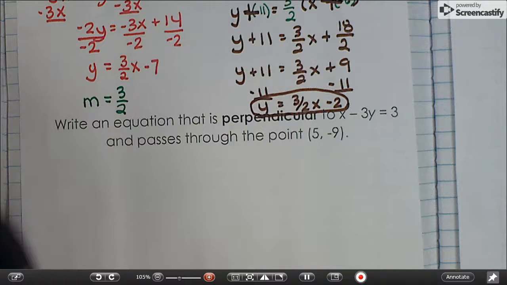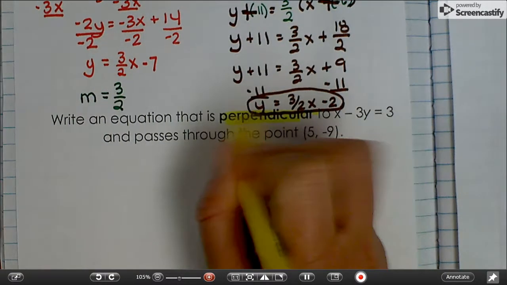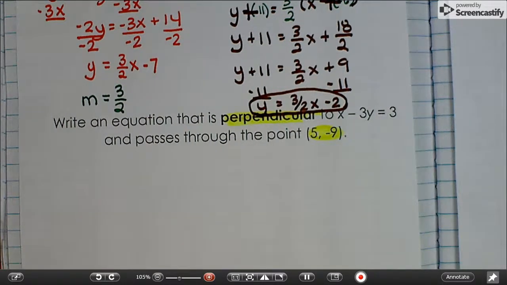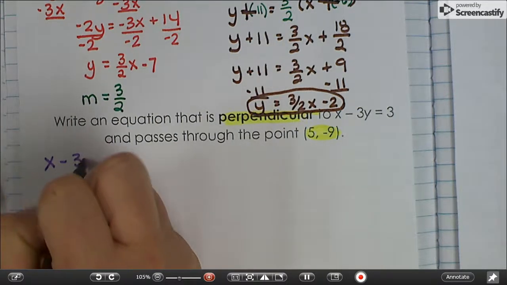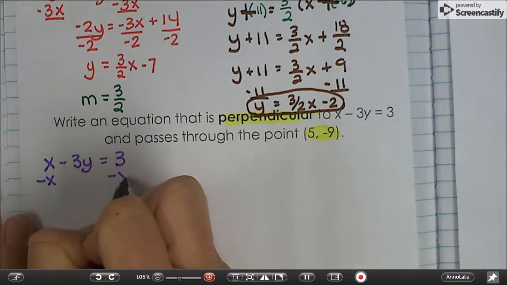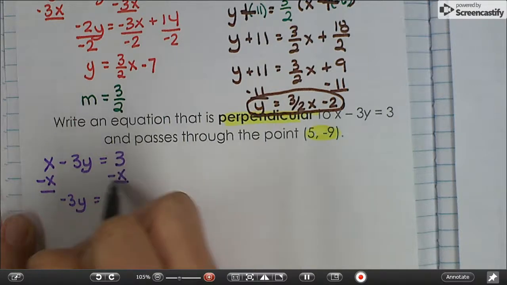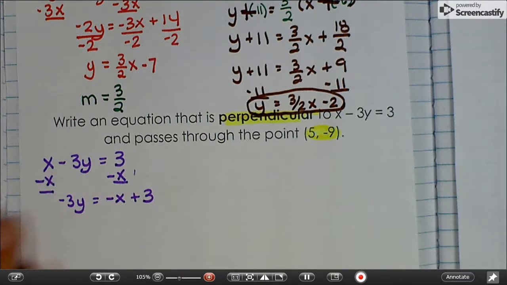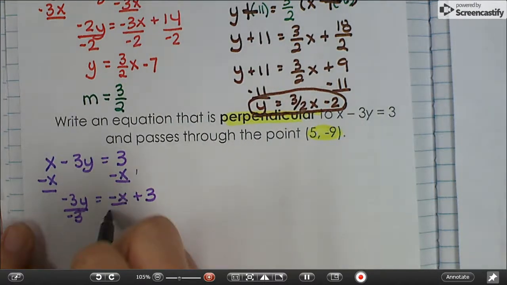It says that we need to write the equation for a line that is perpendicular to a given line, right here, and passes through the point (5, -9). So step one was to solve the equation for y, put it into slope-intercept form. I'm going to subtract x from both sides, and we can't combine those because they're not like terms. I like to write the x part in front, so -x plus 3. And then divide everything by -3.